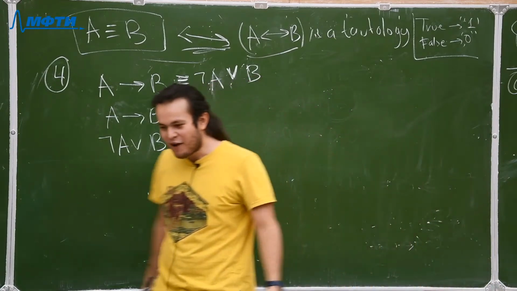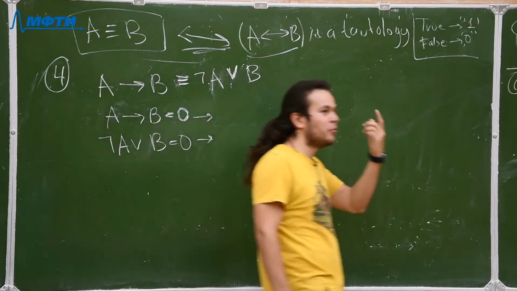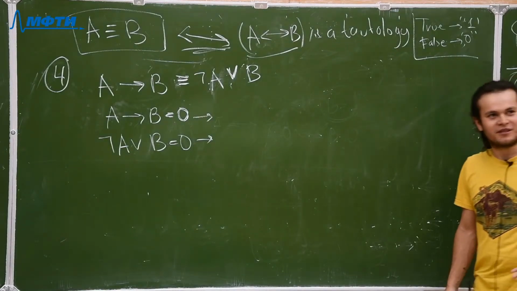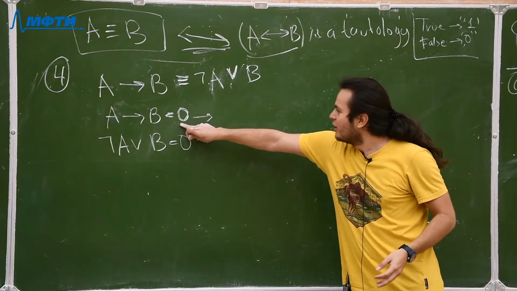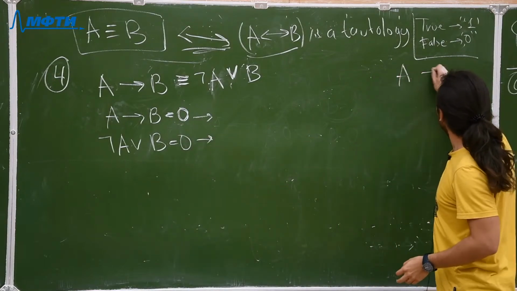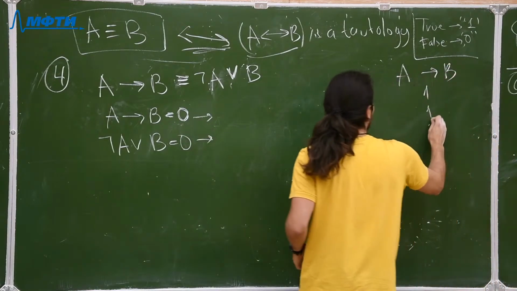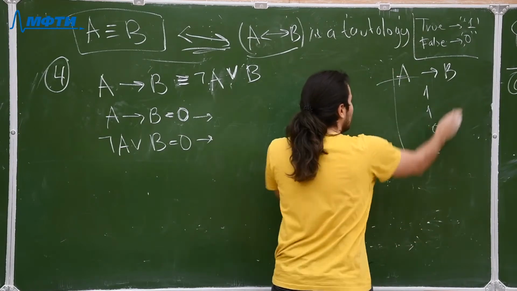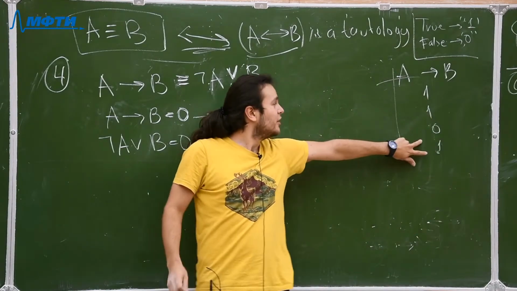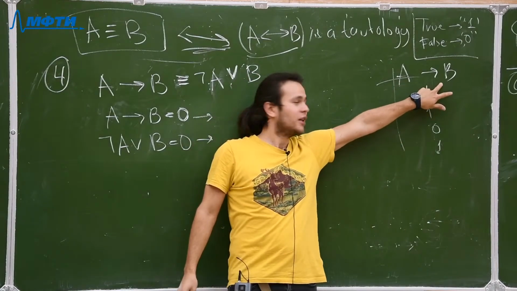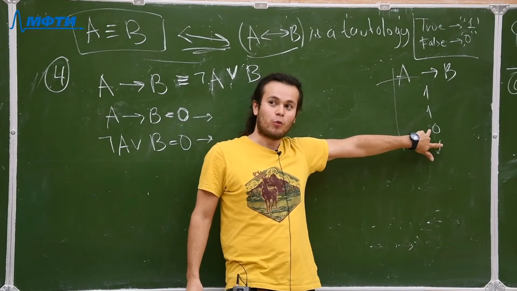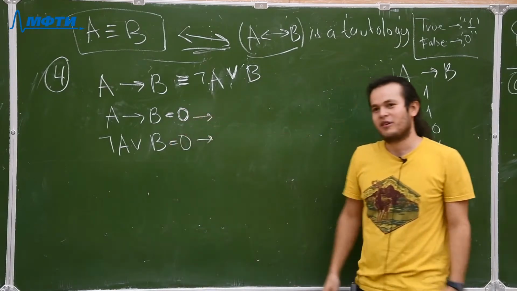Yes, because we have only one option for implication when it's false. But when it's true, we have three options. So, right? No, A, B. Then 1, 1, 1 is 0. No, it's 0, 0 and 1. Okay? So we have three different options for A implies B. But we have just one option when it's false. So that's why we're going to do it this way.